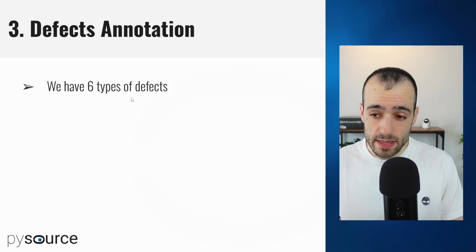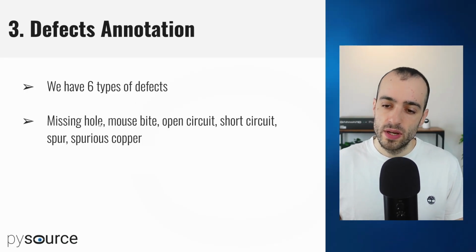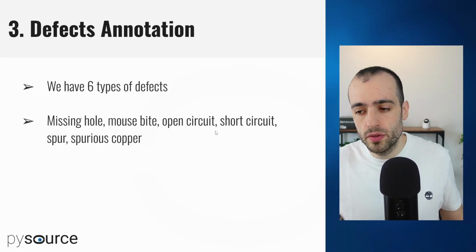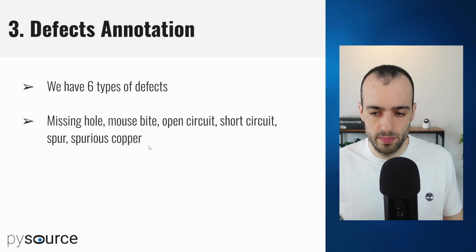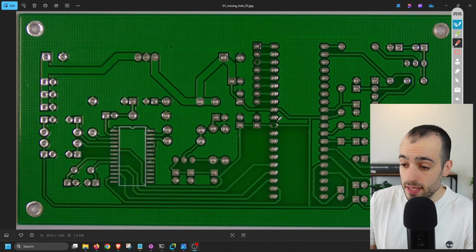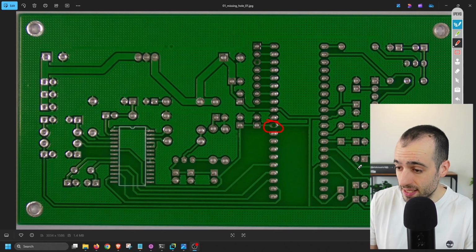We have 6 different types of defects in our project. We have missing holes, mouse bite, open circuits, short circuits, spurious copper. Let's see them. Let's start with the missing holes. These are the missing hole defects that we have in the different boards. In this one we have 1, 2, 3.